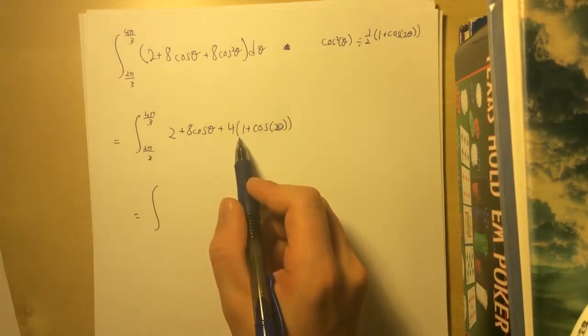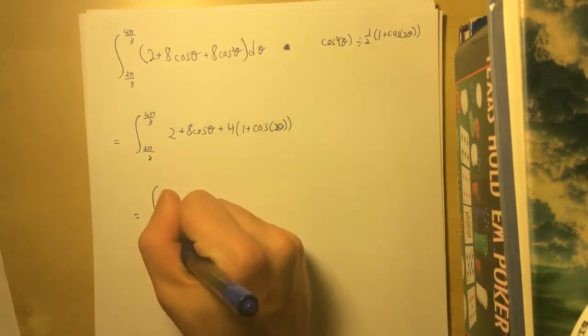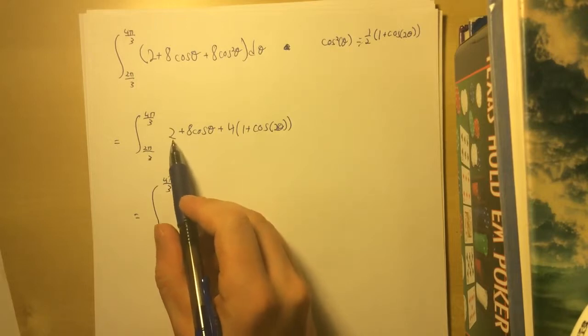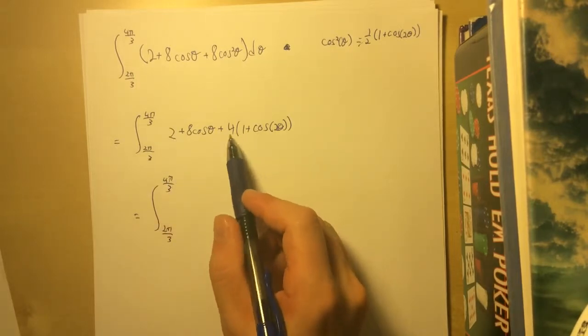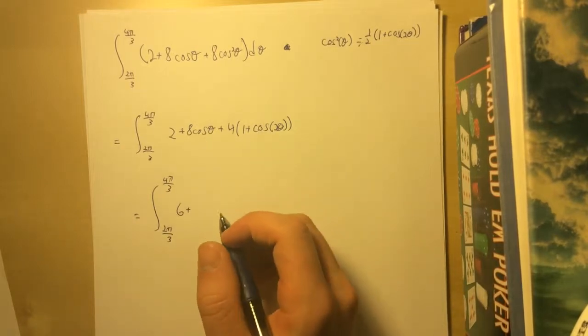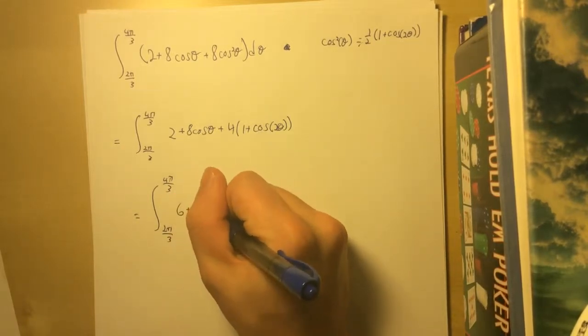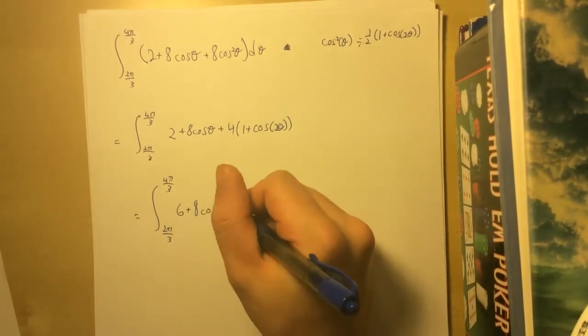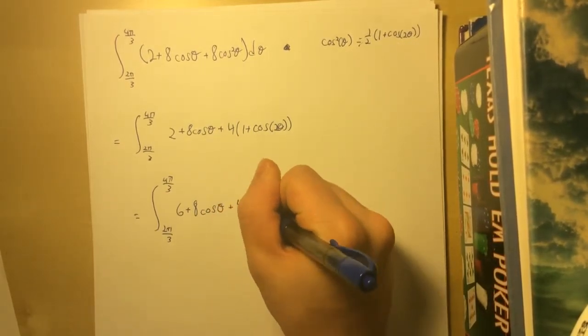I'm going to do a couple steps at once now. Let me write these first. Let's just look at the constants. We have 2, and then we have 4 times 1, so that gives us 6. If we look at the cosine thetas, we still just have 8. And then we have 4 cosine 2 theta.